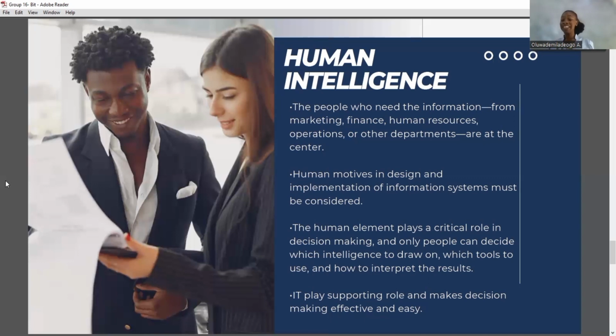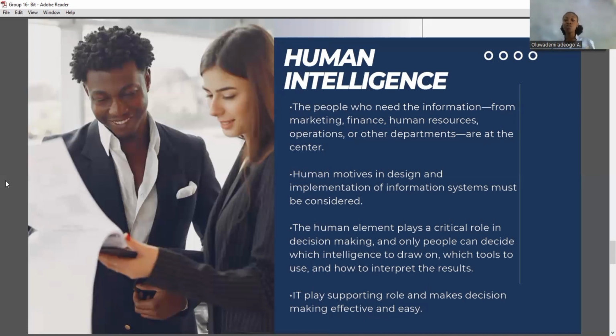So the motive in design and implementation of an information system must be considered. Why are we creating this information system? Why are we looking at the sales figure? Why are we looking at the sales analytics, the metrics, and all of that? So the motive for which these information systems are designed must be put into consideration.